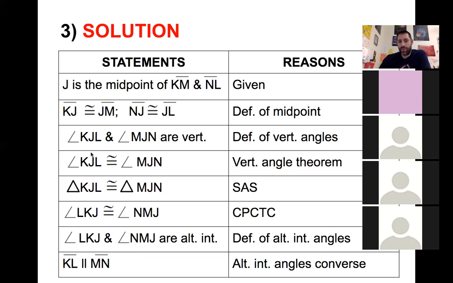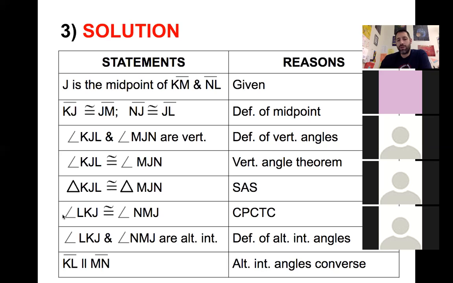The next step, they use two steps to talk about vertical angles being congruent. I'm perfectly fine if you put this into one step, because vertical angles are always congruent. So you could have gone straight to angle KJL is congruent to angle MJN, based on the fact that vertical angles are congruent. But they use two steps. They identified them as vertical angles and then said they're congruent. One step would have worked. We have enough information then to prove the two triangles are congruent by side, angle, side.